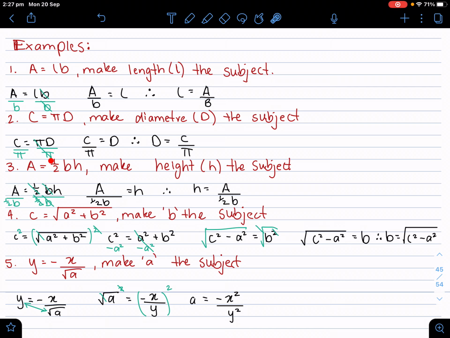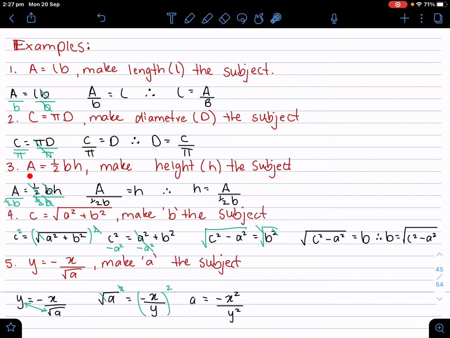Remember, whatever I do on one side, I have to do on the other. So that cancels that out. Now I'm left with circumference over pi equals D, and D is by itself. So we made D the subject. Hopefully you're getting the hang of this now. Let's make it a little bit harder.